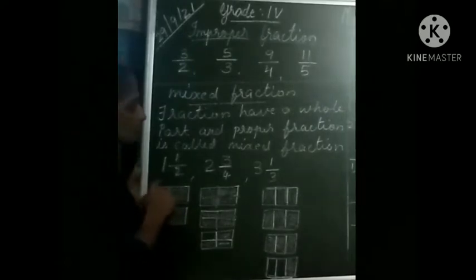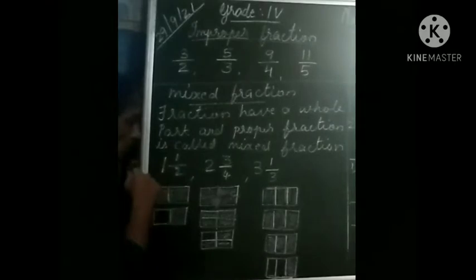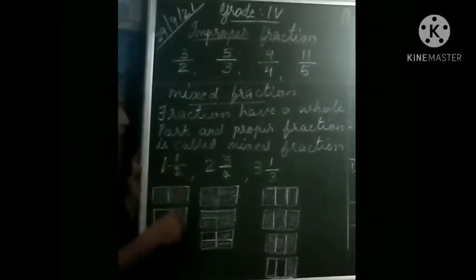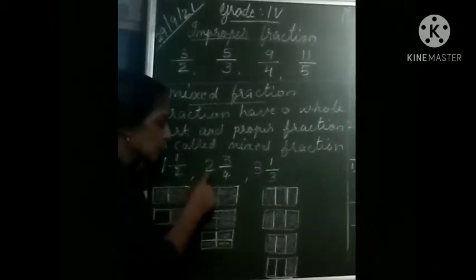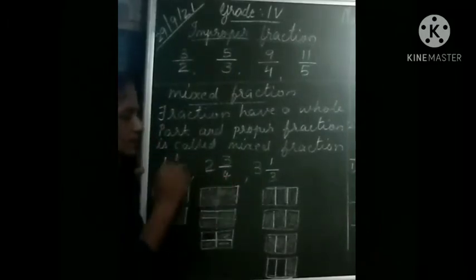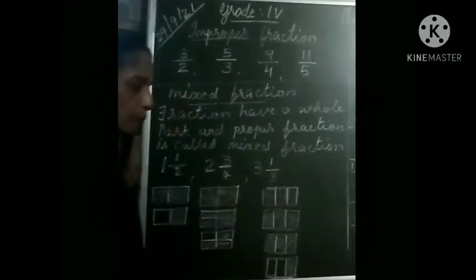This type of fraction is called a mixed fraction. Why is it called a mixed fraction? Because this is a whole number and this is a proper fraction. The combination, or the mixing, of these two. Therefore, it is called a mixed fraction. 2 is the whole number. 3 by 4 is a proper fraction. These two are mixed. Therefore, it is a mixed fraction. Also 3 and 1 by 2.